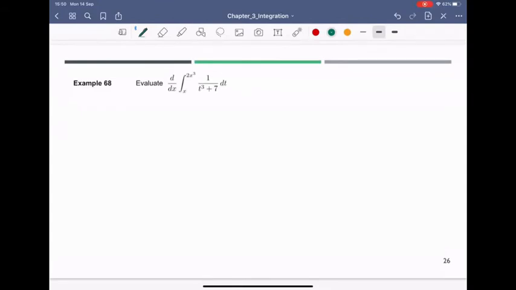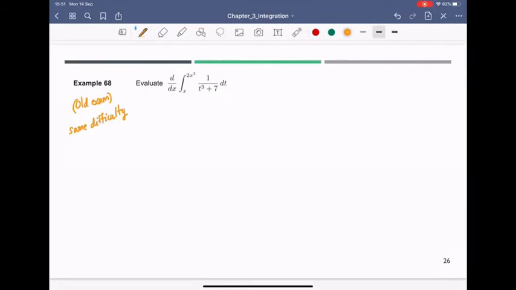Well, this is an interesting one. This is the same difficulty that you're going to see on the exam, for the medium to hard one. So I want you to evaluate the derivative of the integral from x to x cubed of 1/(t cubed plus 7) dt.